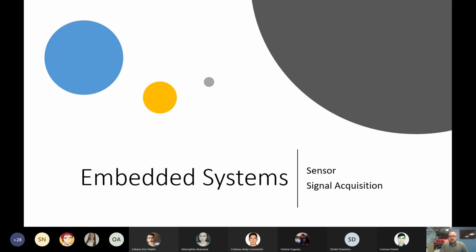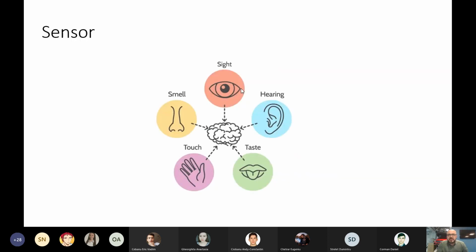Today we will focus on sensors in general, and the process of signal acquisition, meaning the contact between the physical environment and the system. In the next lecture, once we have the signal acquired, we will see how to condition it. Okay, so let's start. What is a sensor?